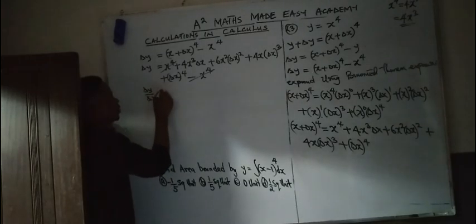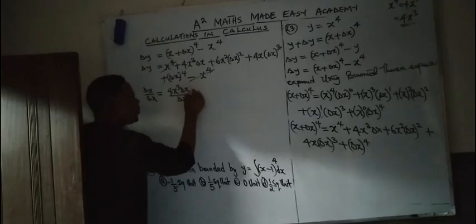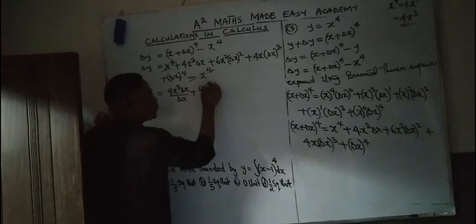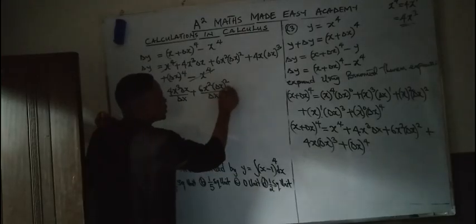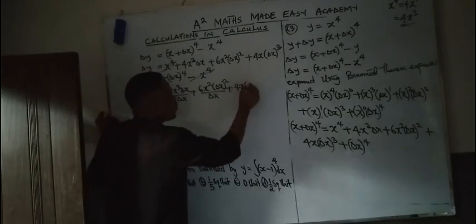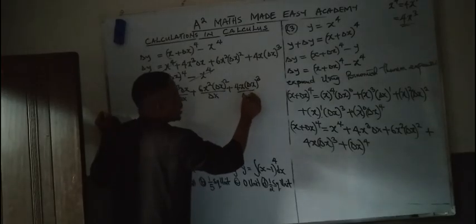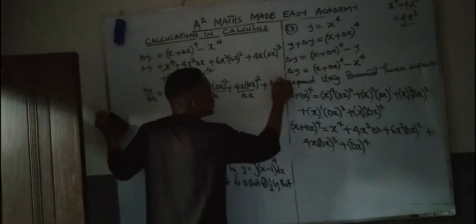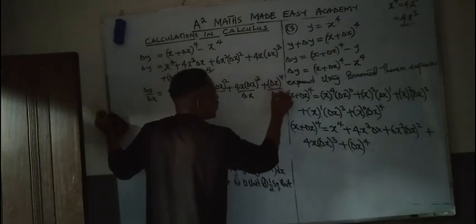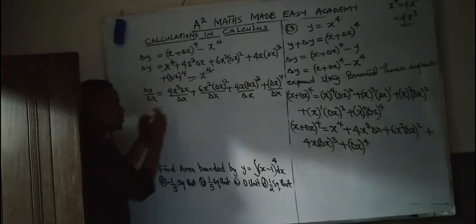Then equal to, divide this also, 4x to power 3 dx still over dx. Then plus, here is 6x raised to power 2 over dx squared still all over dx. Plus 4x (dx) all raised to power 3 still over dx. Then plus, watch this one, dx raised to the power of 4 still all over dx. The final thing is to take the limit of left and the limit of the right.